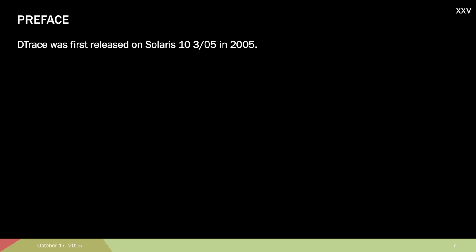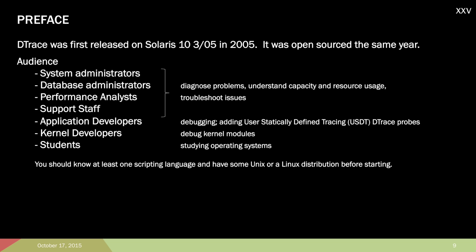These are mine. DTrace was first released on Solaris 10 in 2005. It was open sourced the same year. The audience for the book includes people that would want to observe and debug production systems. It will be easier to learn DTrace if you already know C or a language whose syntax is close to it.